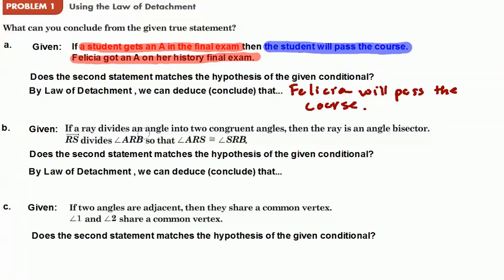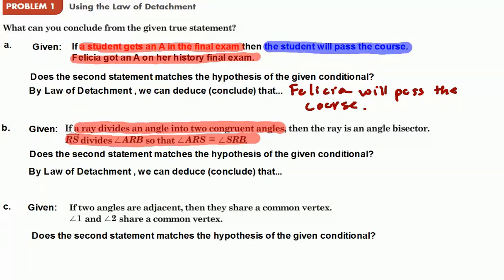If a ray divides an angle into two congruent angles, so a ray that divides an angle into two congruent angles, that's what I care about right there. Then the ray is an angle bisector. RS, that's our second statement, divides angle ARB so that both angles ARS is congruent to SRB. So does the second statement match the hypothesis of the given conditional? In other words, are these two right here, the second statement and the hypothesis, do they mean the same thing?